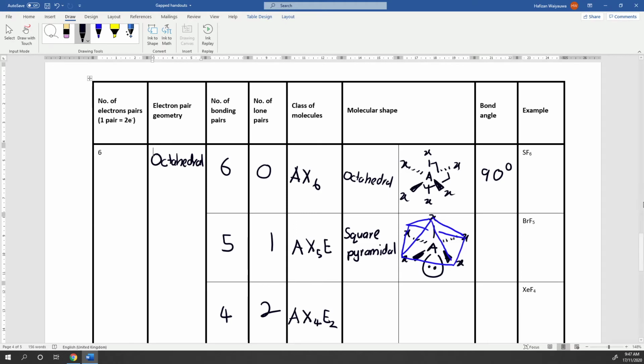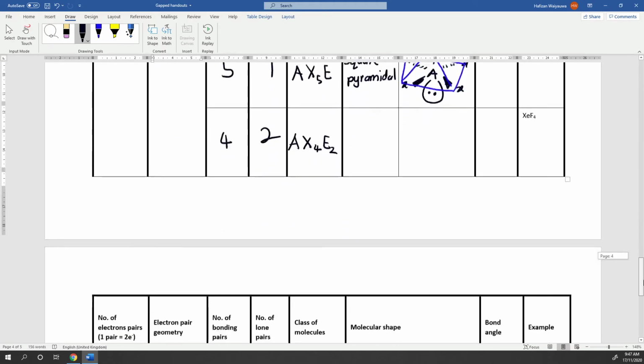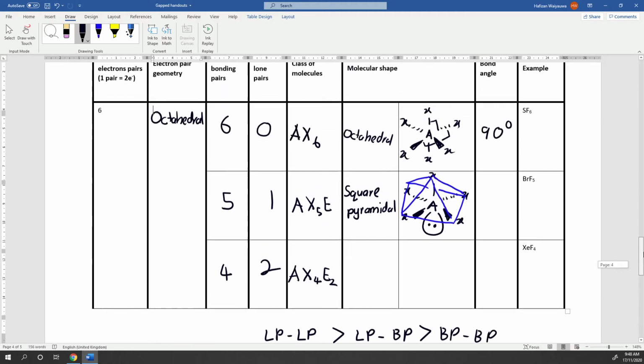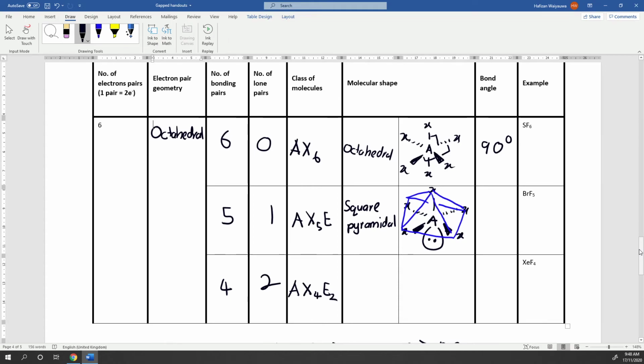Now macam tadi, so lone pairs to lone pairs is the highest, and then lone pair to bonding pair is the second highest, and then bonding pair to bonding pair is the weakest. So now, since awak ada lone pair, dia akan tolak this angle, all of this terminal atom jadi macam nak rapat, macam awak nak tutup payung. So it will be less than 90 degrees.